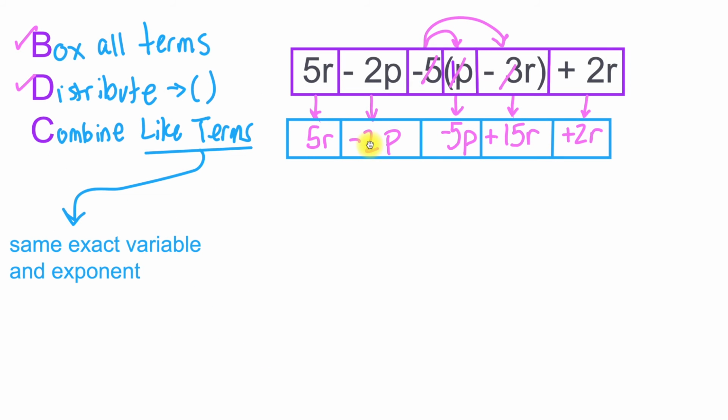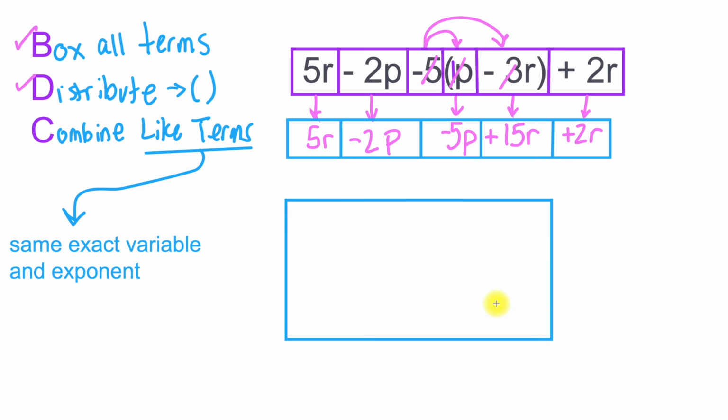We've got 5r minus 2p minus 5p plus 15r plus 2r. Now I see two different variables here. Well, different terms with variables, but two letters. I see r, I see p. So what I'm going to do right now is make a table that will allow me to neatly combine the like terms that I have. So let's create the box, and we'll have two columns. One column is going to be for the variable r, and one is going to be for the variable p. So let's do that now. So let's break it up into r, and p.